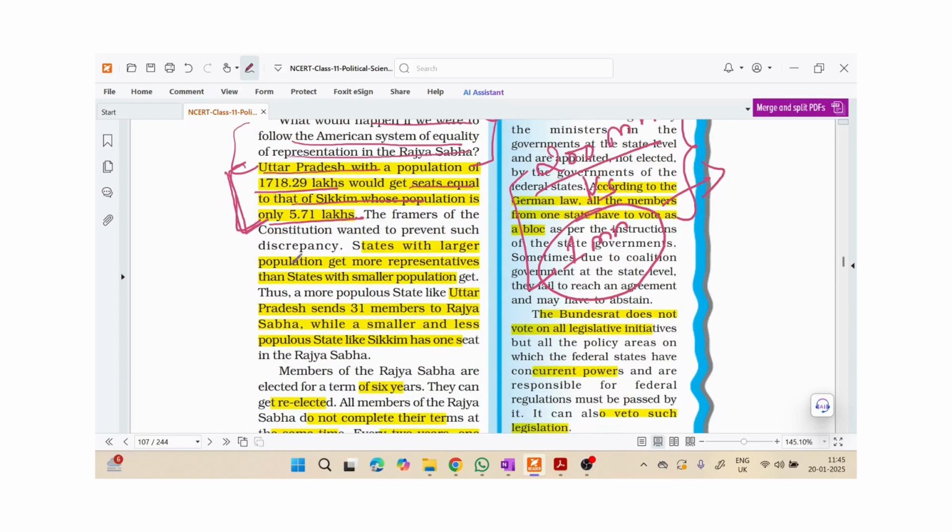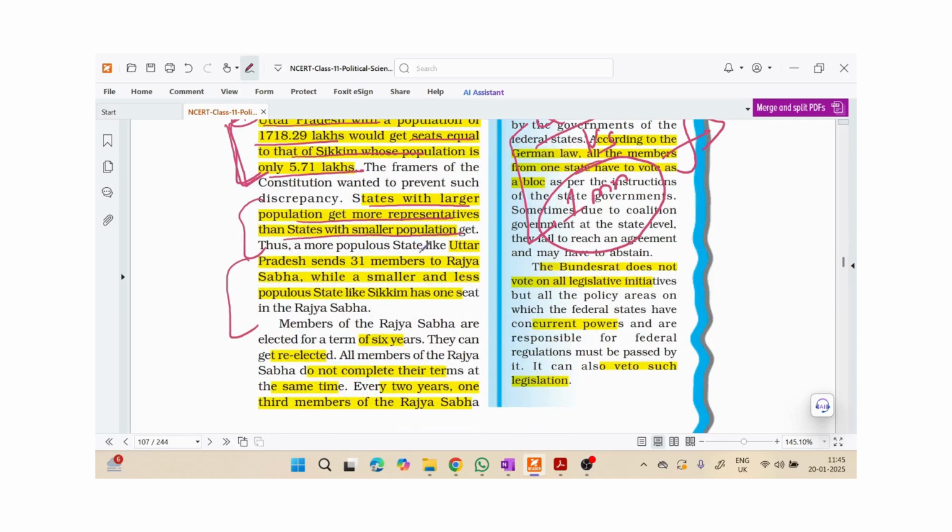So Indian case में state with larger population will get more representatives than the state with smaller populations. So that's why, according to the fourth schedule, Uttar Pradesh sends 31 members to Rajya Sabha, while Sikkim gets 1 seat.